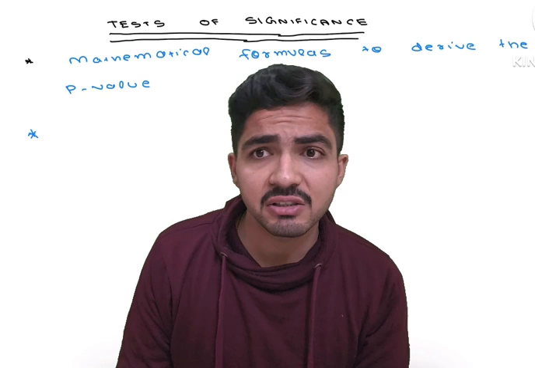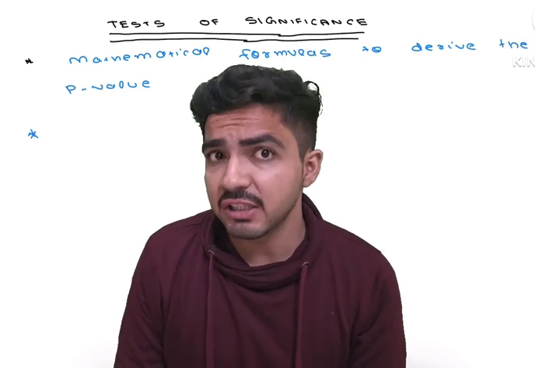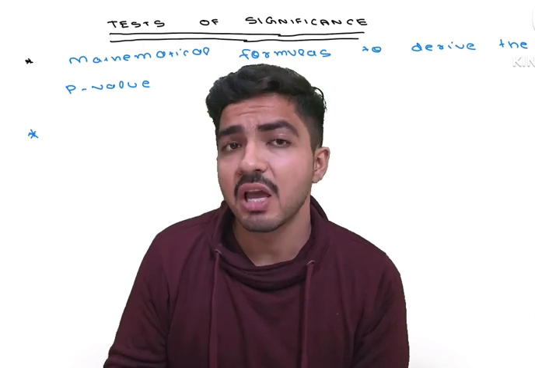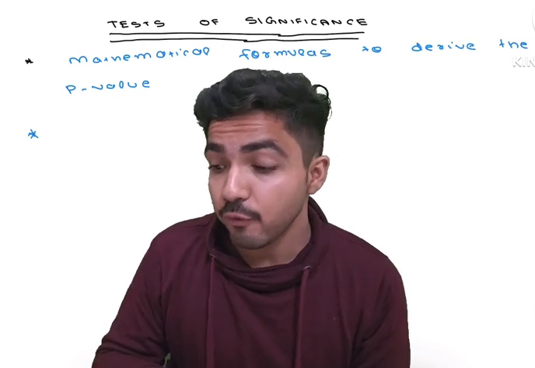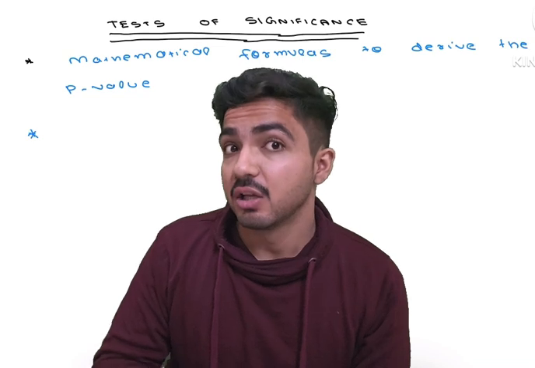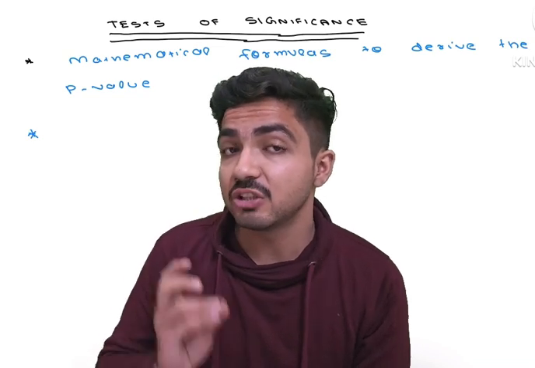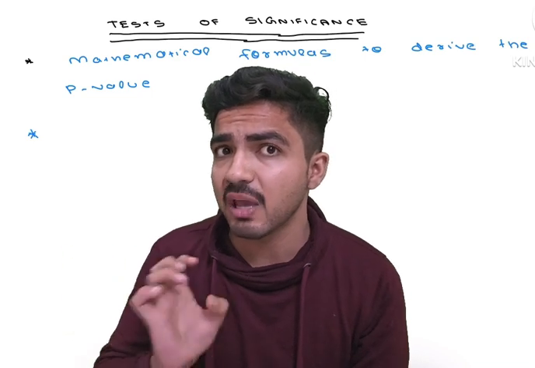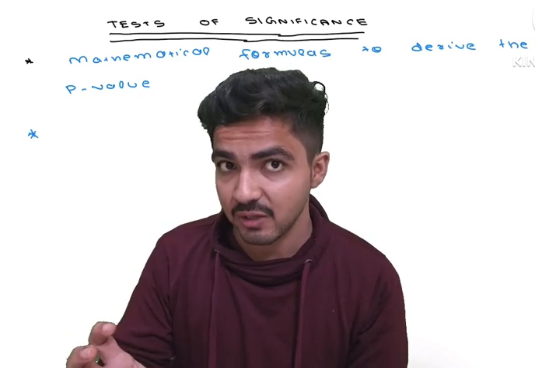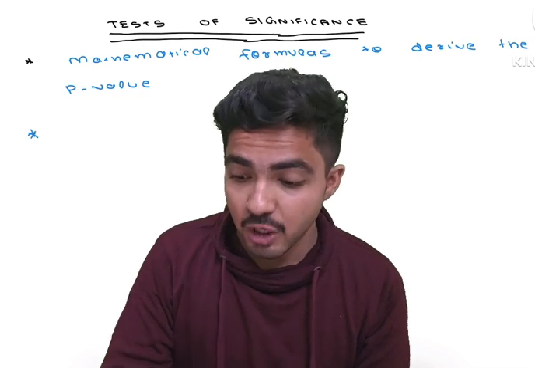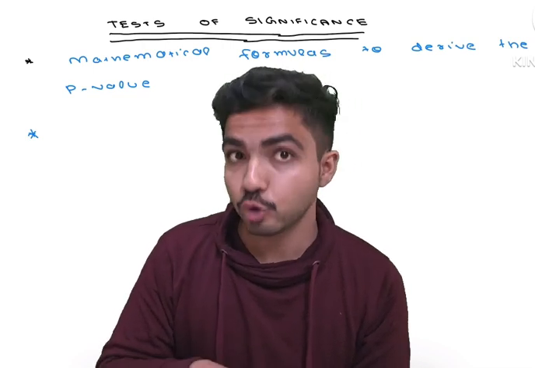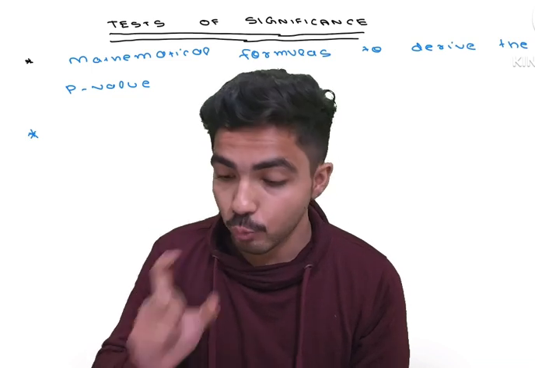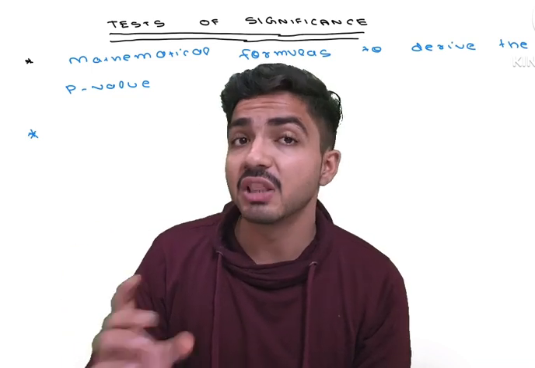To say that drug X is better than drug Y, if there is a much greater reduction of RBS in patients on drug X as compared to drug Y, I have to follow a condition that the p-value should be less than 0.05 to say that my results are statistically significant, or my results are out of the zone of normalcy. To generate that p-value, we have to apply the test of significance, and tests of significance are the mathematical formulas to derive that p-value.